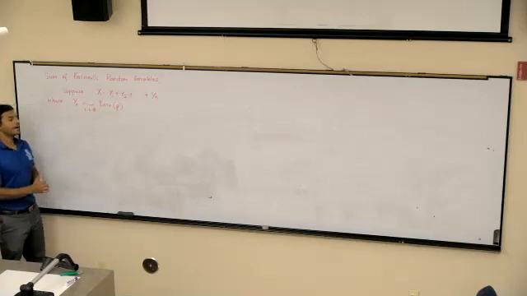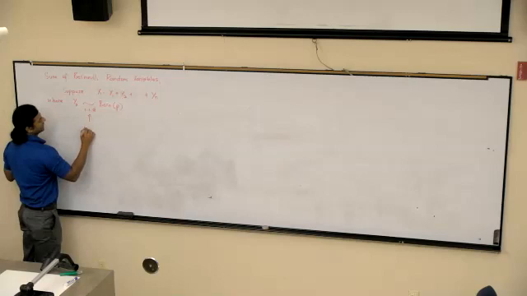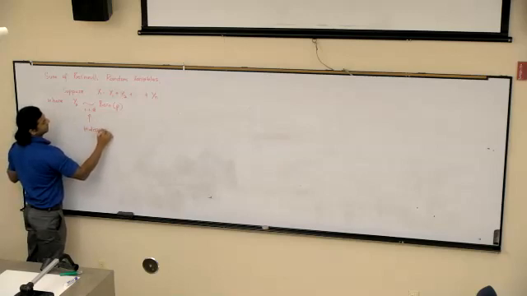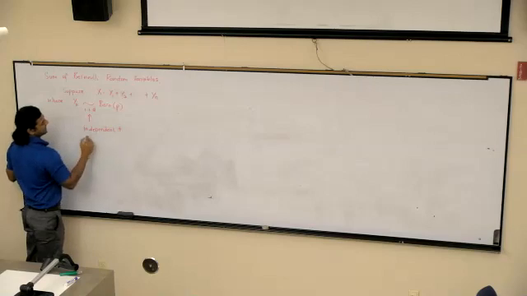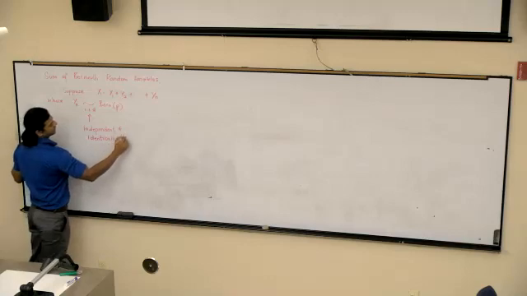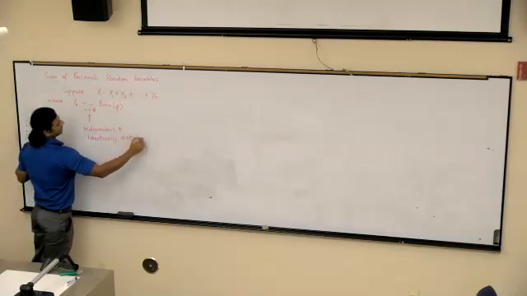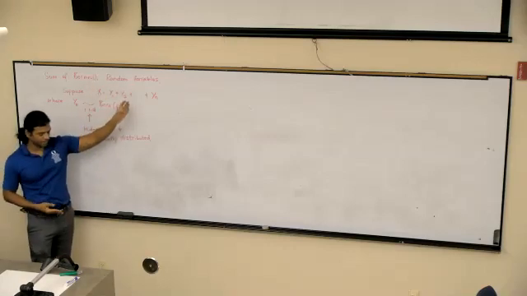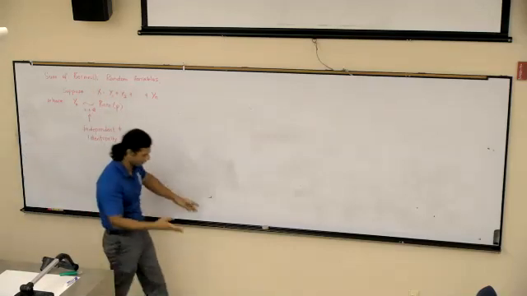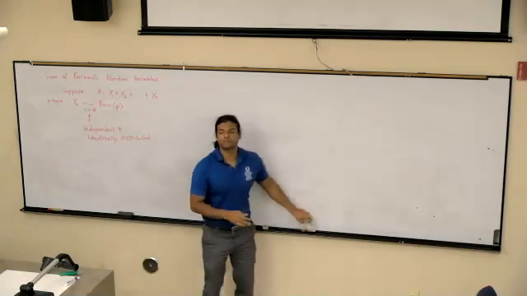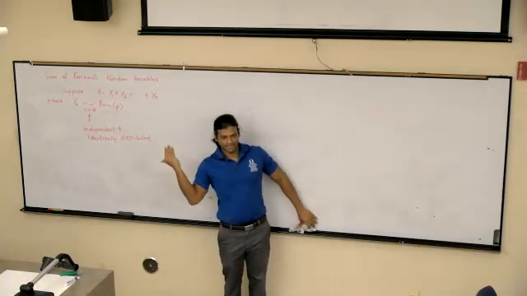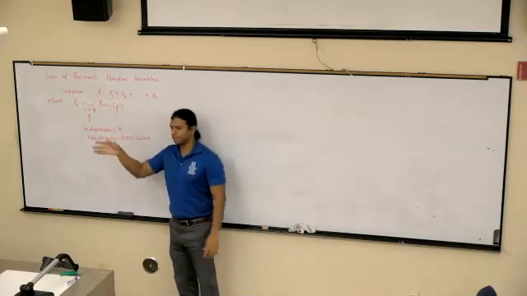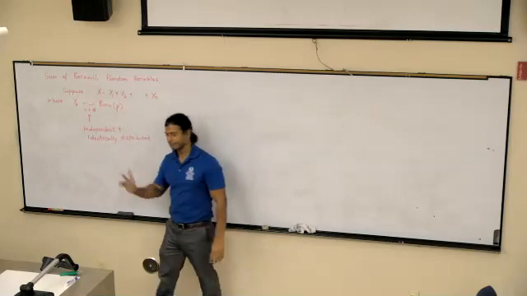No. So IID stands for independent and identically distributed. Independent in the sense that the outcome of Y1 doesn't affect the outcome of Y2 and so forth. Identically distributed simply means every single random variable has the same distribution. In this case, every single one of them is Bernoulli p. Are we clear?